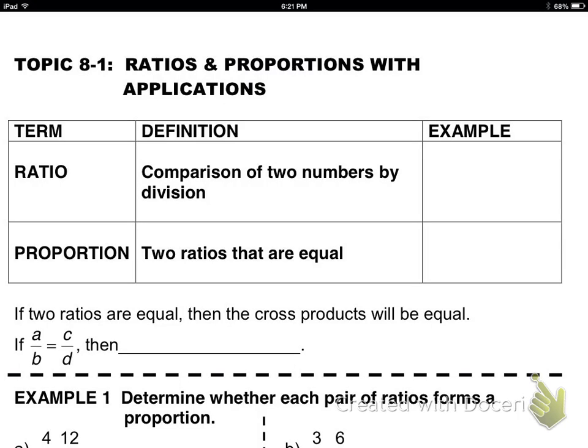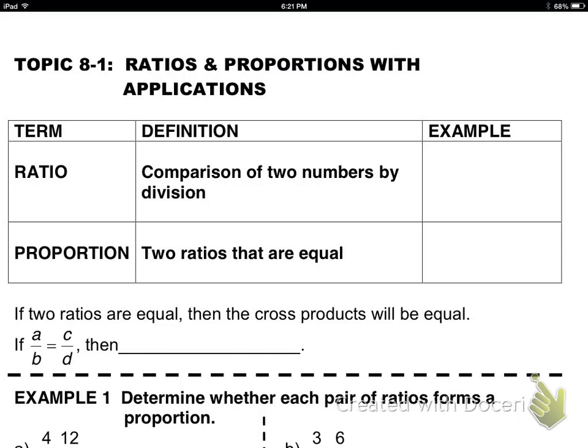Today's lesson involves ratios and proportions. Ratios and proportions will be very important in the coming days when we learn about similar triangles. But in today's lesson we will test to see whether two ratios are equal, and we will solve proportions.